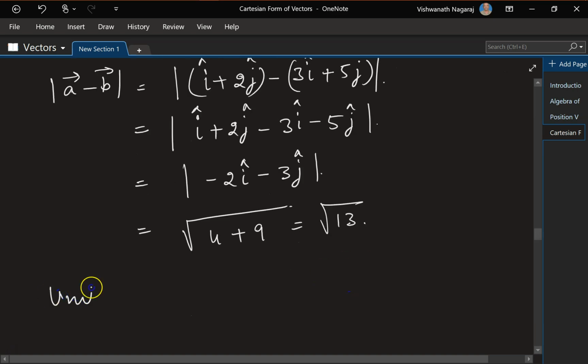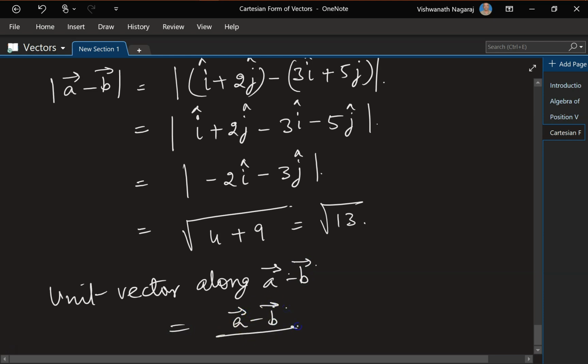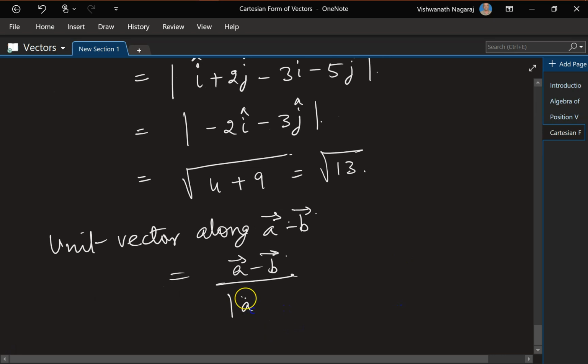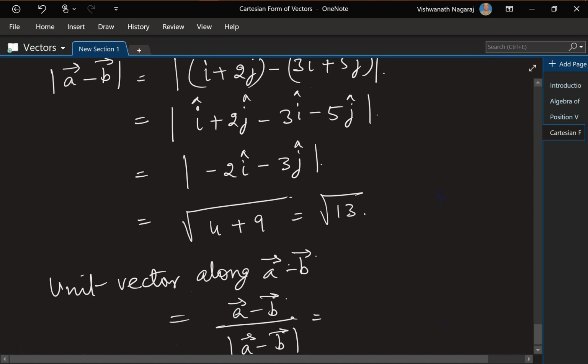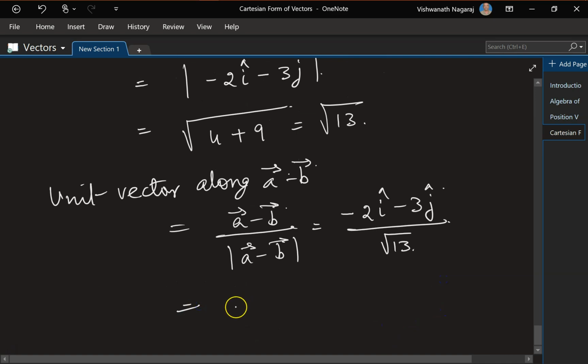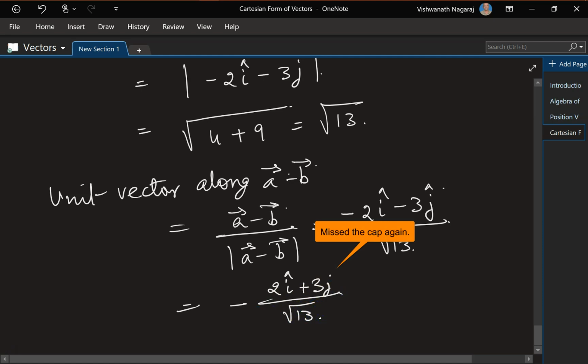What about the unit vector along A minus B? That would be nothing but A minus B divided by the magnitude of A minus B. So A minus B is minus 2i minus 3j divided by the magnitude, square root of 13. So we can take the minus out and write it as 2i plus 3j by square root of 13. That would be the unit vector.